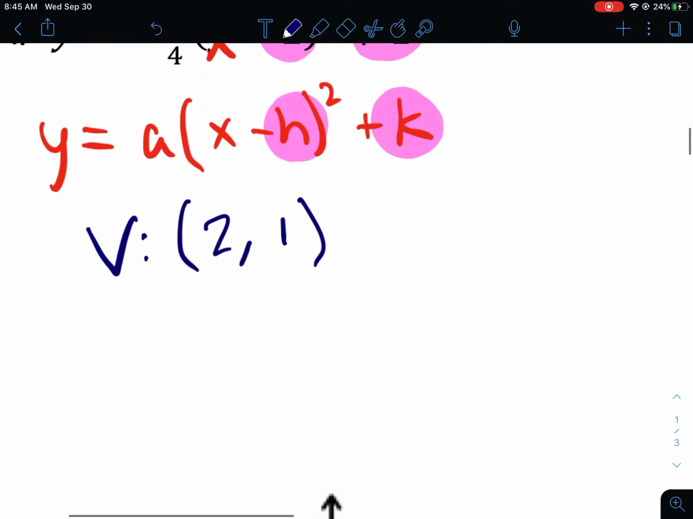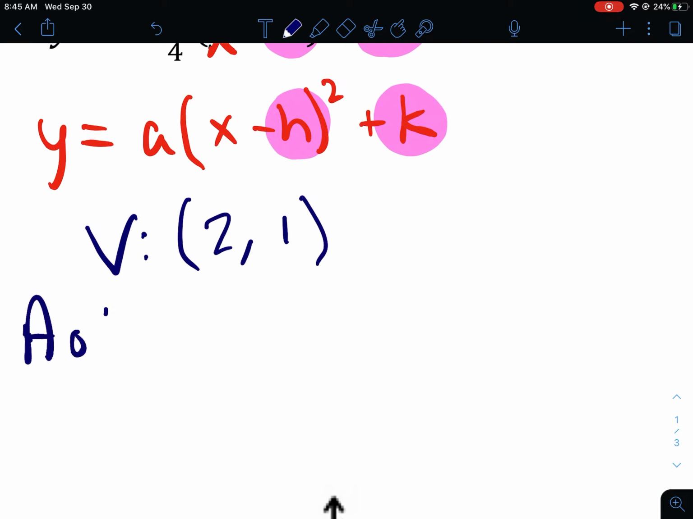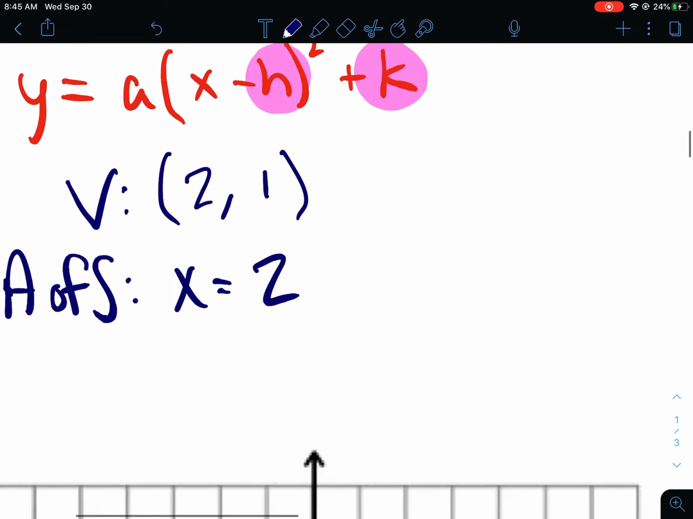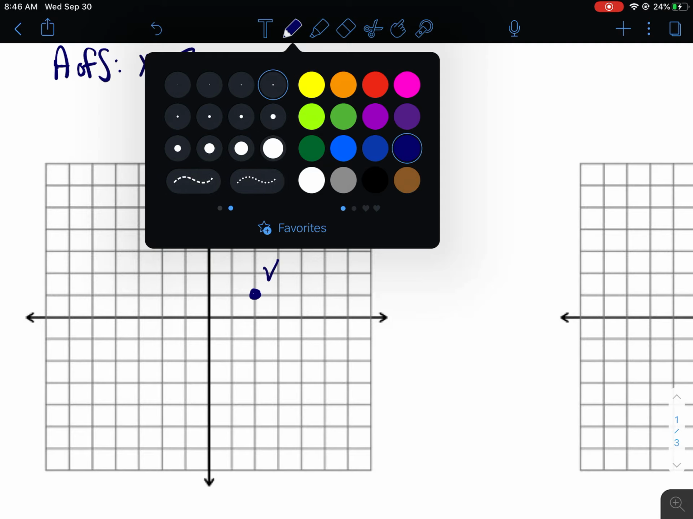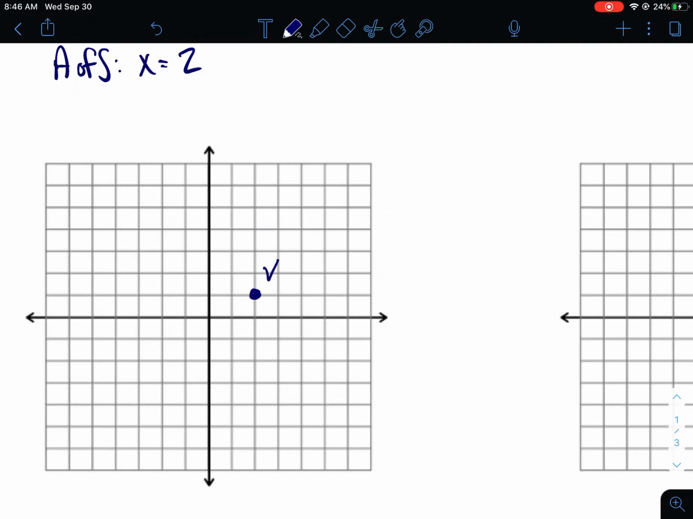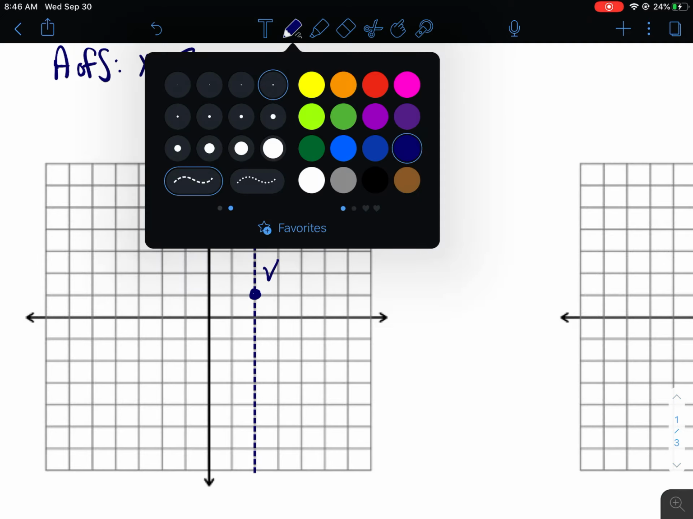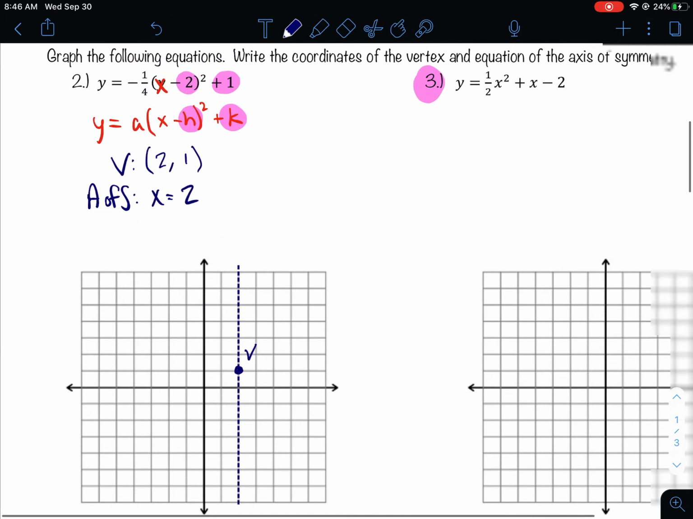Okay. Because I know my vertex, I will also know my axis of symmetry, which is just x equals the x value of that vertex. All that is an imaginary line, and I completely forgot that we have dashed lines here. So I can just go like this. I don't have to make dashed lines. But there's my axis of symmetry. You want to make sure that you do, in fact, label those. I don't need to label the axis of symmetry part. I will know that a dashed line is there.